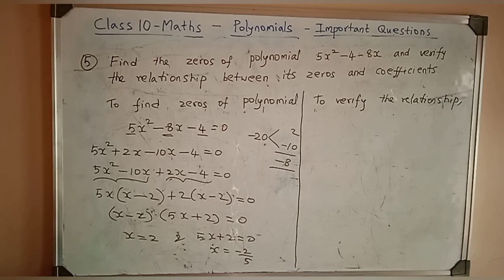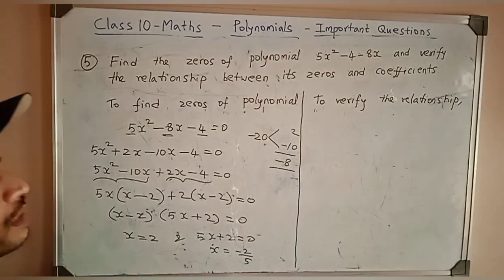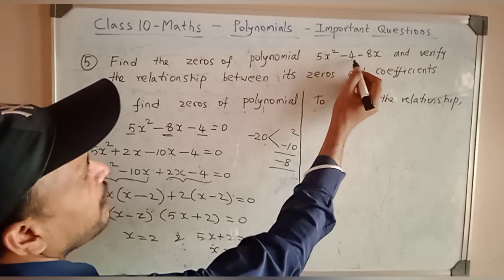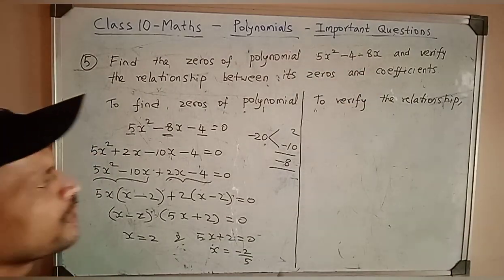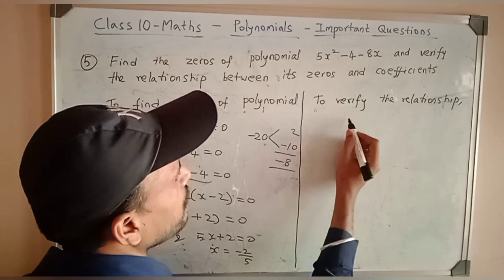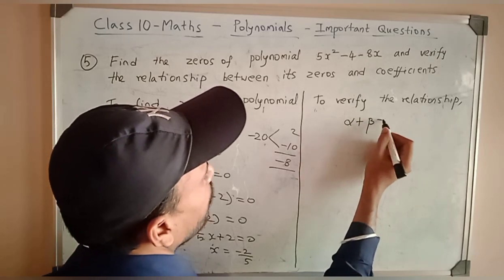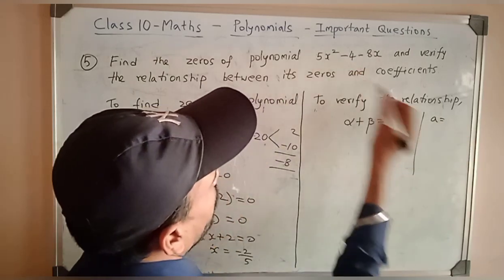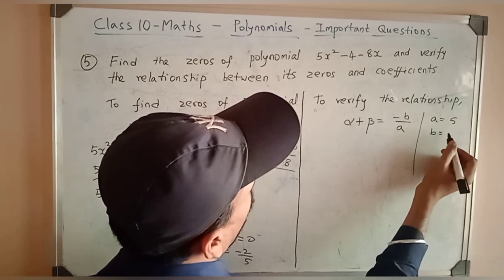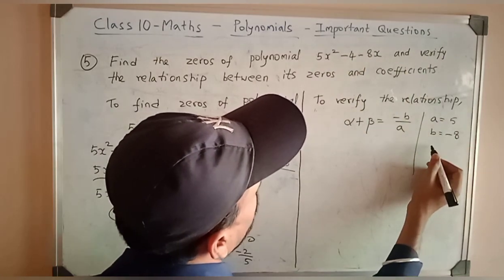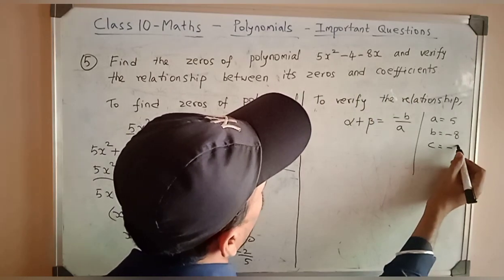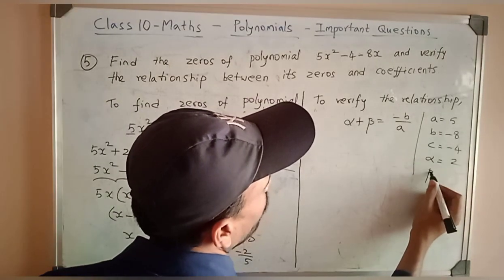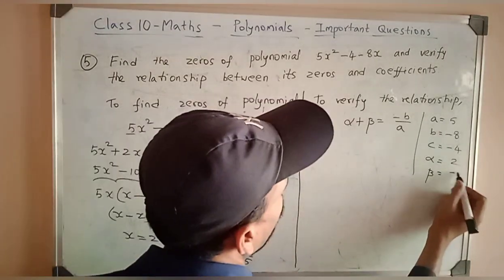Now we have to verify the relationship between zeros and the coefficients. Coefficients are nothing but x square coefficient 5 and then x coefficient minus 8 and constant term minus 4. We have two relationships between zeros and coefficients. Alpha plus beta is equal to minus b by a. Here a is coefficient of x square 5, b is coefficient of x minus 8, and c is the constant term, that is minus 4, and alpha value is one of the zeros, 2, and beta value the other zero, minus 2 by 5.